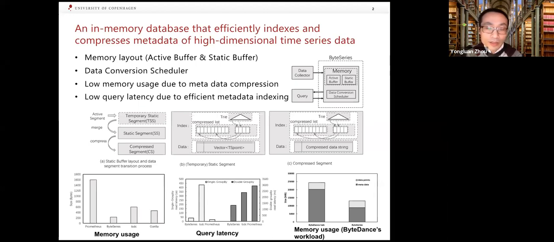We did a series of experiments using both a benchmark and the ByteDance production workload. We showed that Pi series can achieve low memory usage and low query latency compared to existing time series databases in both the benchmark and the production workload. That's all for my presentation. I'll be happy to answer any questions.